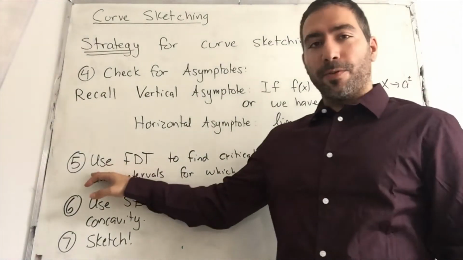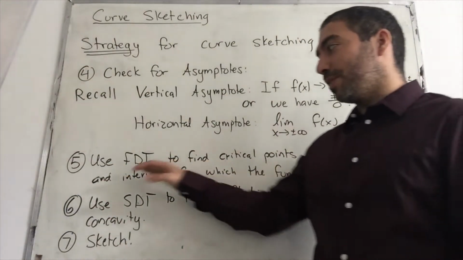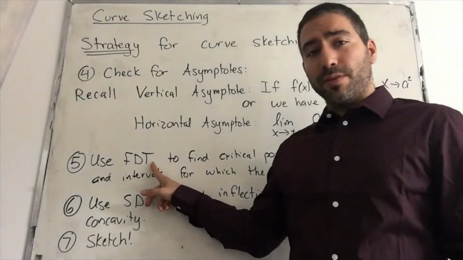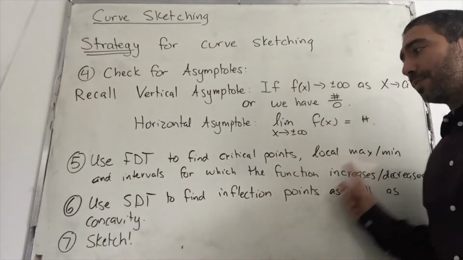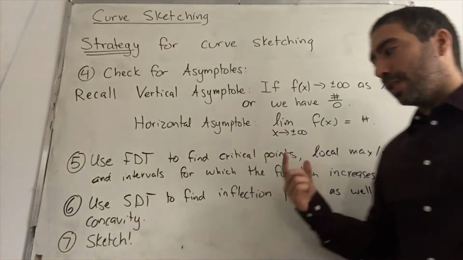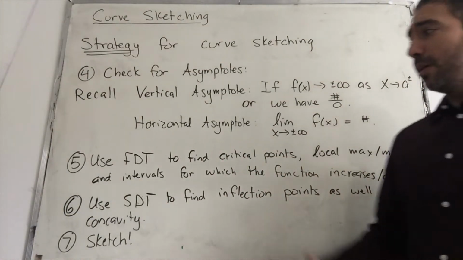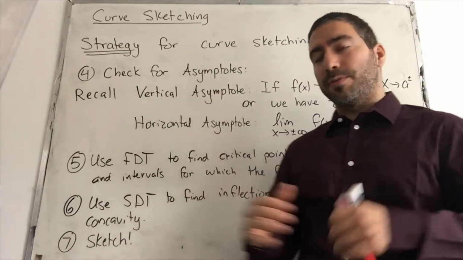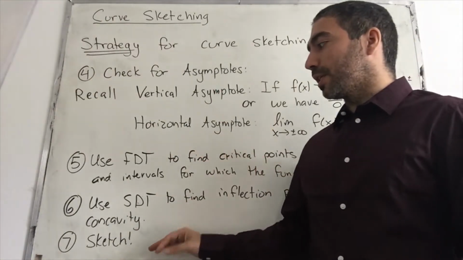Step 5, we're using the first derivative test. Again, this we saw in previous videos. So we're going to use the first derivative test to find the critical points, the local max and min, and the intervals for which the function increases and decreases. Okay, so we're going to create a table, put all this information down, and use it to sketch.